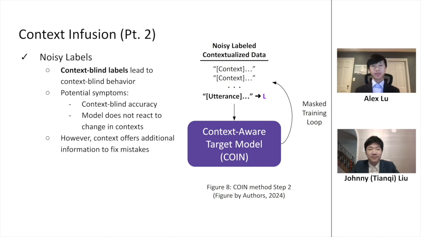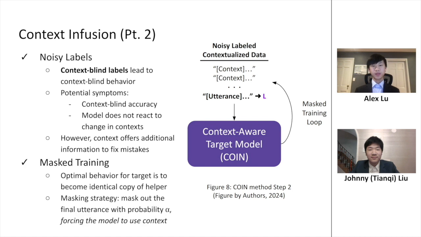Potential symptoms that would indicate that our model is still behaving like a context-blind model are: 1. The model does not understand the context and thus has the same accuracy as a context-blind model, and 2. The model never uses context, so changes in context do not affect its output. Ideally, having context in its input offers enough additional information for the model to overcome these problems.